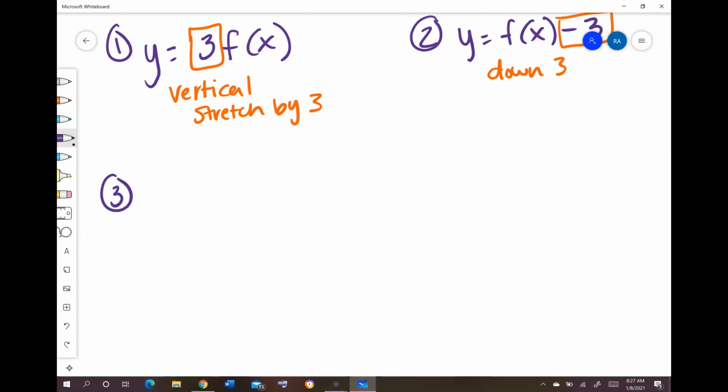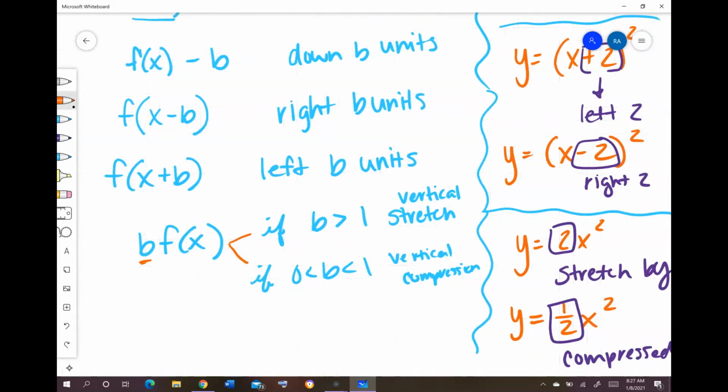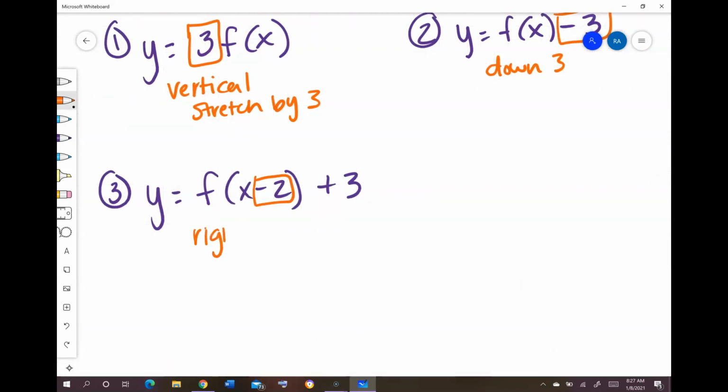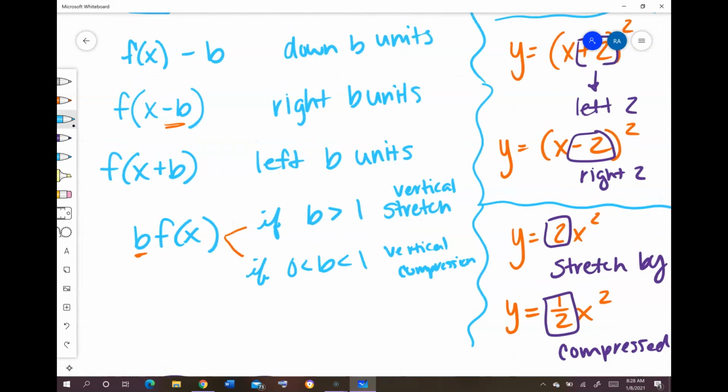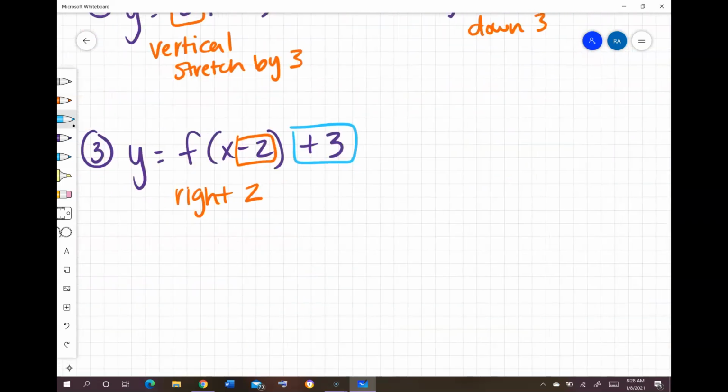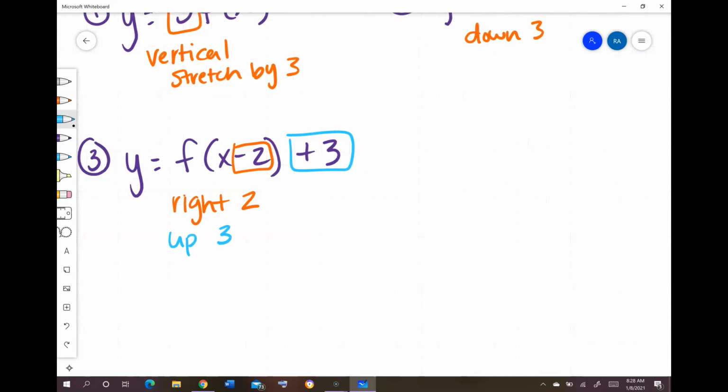All right, let's combine some. So let's do some multiple ones. y equals f of x minus 2 and then plus 3. Okay? All right. First one we encounter that's not part of the function notation is a minus 2. That minus 2 is on the inside. So a minus on the inside is right that many units. So we went right 2 units. Okay? The next one is a plus 3, and it's on the outside. A plus on the outside is up that many units. So we went up 3 units.